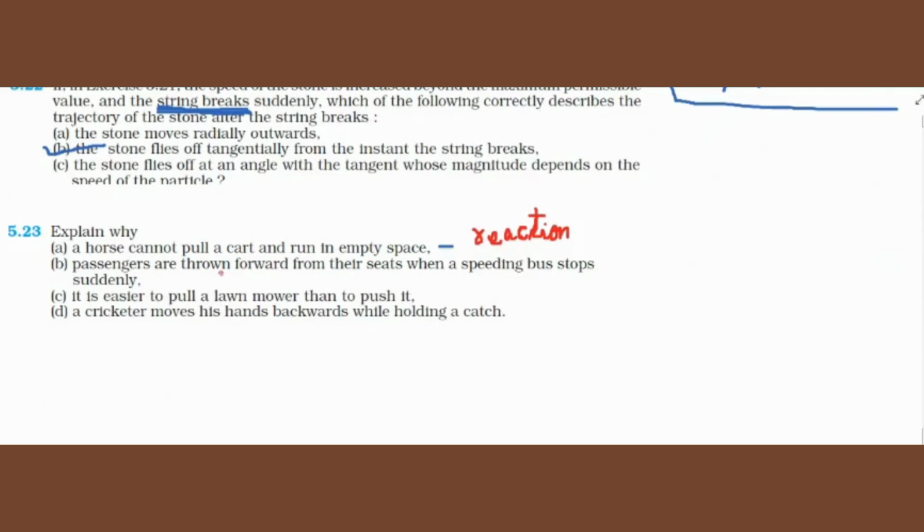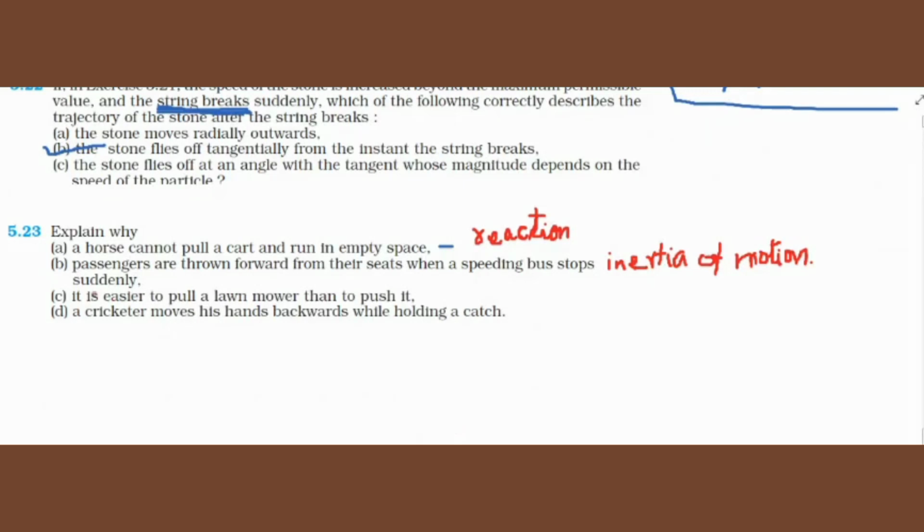Now part B: passengers are thrown forward from their seats when a speeding bus stops suddenly. You know, it is due to inertia of motion, and you also have to give the explanation. Inertia of motion. What happens is the lower part of our body comes to rest along with the bus, but the upper part tries to continue the motion due to inertia. So what happens? We have a tendency to fold forward.